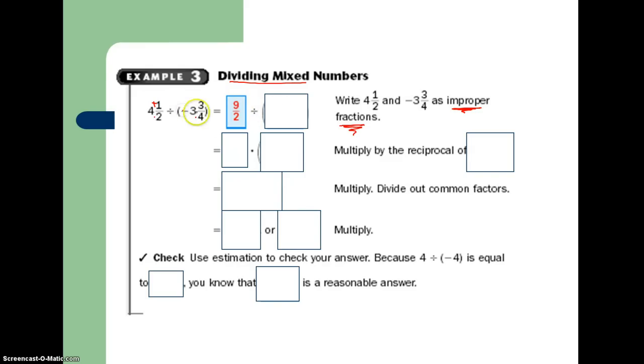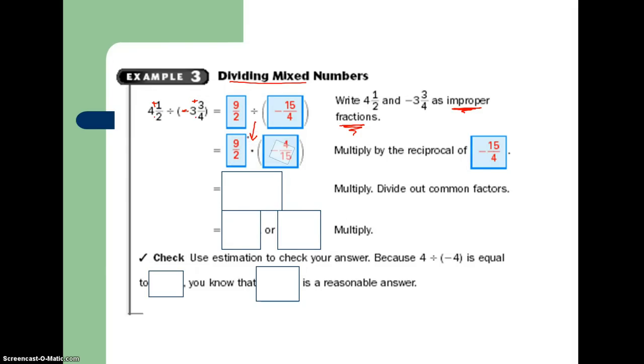Then don't count 4 times negative 3. Just kind of leave the negative out until the end. It's 4 times 3 is 12 plus 3 is 15 over 4. And again, there's the negative. It just comes with it. Now we can multiply by the reciprocal of negative 15 over 4. First one stays the same. Division turns to multiplication, and it becomes negative 4 over 15.